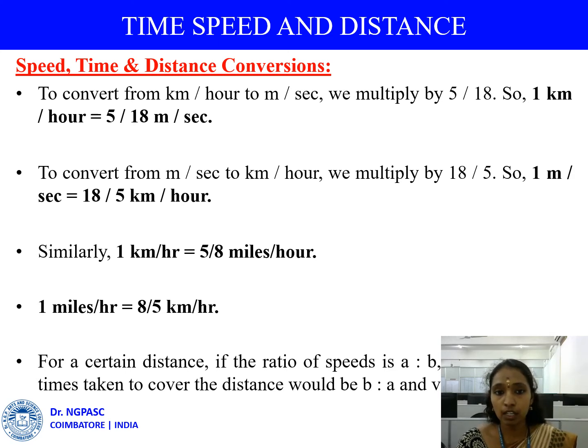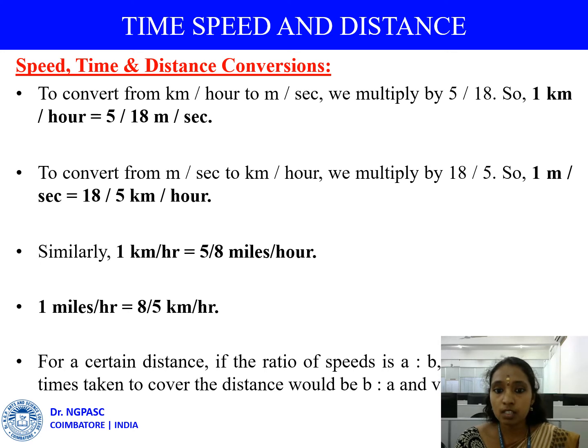For example, if the value is given as 16 kilometer per hour and we need to convert the data into miles per hour, so 16 into 5 by 8. If we cancel the data, 8 twos are 16, so 2 into 5 is 10 miles per hour. So next, another one, miles per hour to kilometer per hour: what we need to do is 8 divided by 5. So we just need to do the reciprocal.